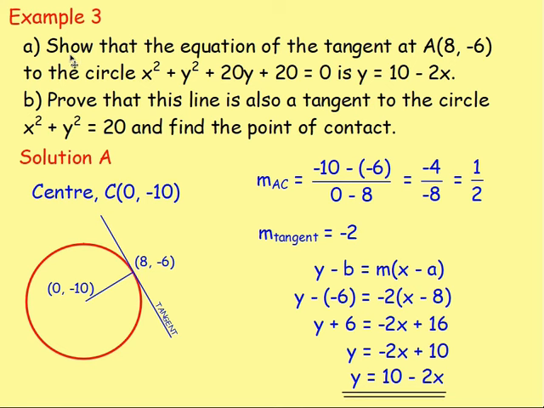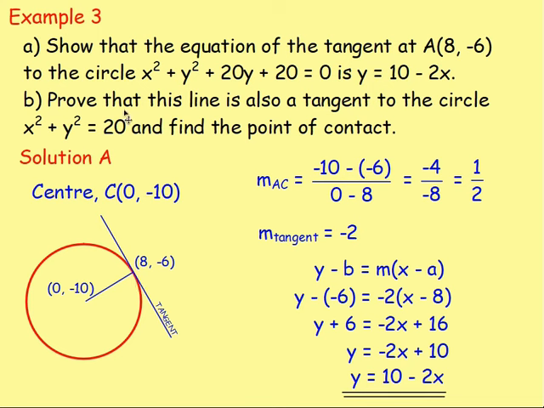Example 3 was taking part A from the previous lesson. We had to find the equation of the tangent. We had the answer, but we just had to prove that. So the same thing: we had to get the centre of the circle. We knew that point of contact, and we had to then get the gradient of the radius. We flipped it and changed the sign to get the gradient of the tangent, and then we subbed that into y minus b equals m bracket x minus a, with obviously the point of contact.